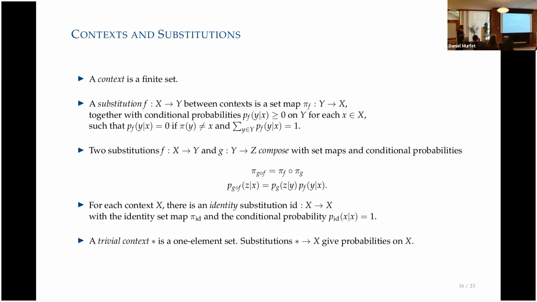Lastly, I'm going to define a trivial context as a context that just has 1 element. Any substitution from the trivial context to X, the conditionals are basically going to give you probabilities on X. Now, I could have many different trivial contexts, all with different measures.